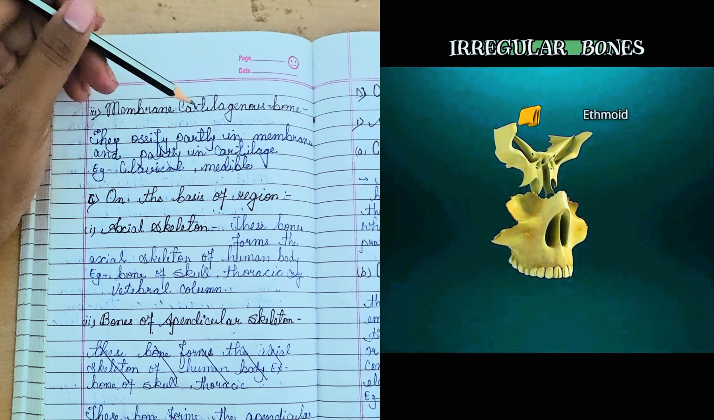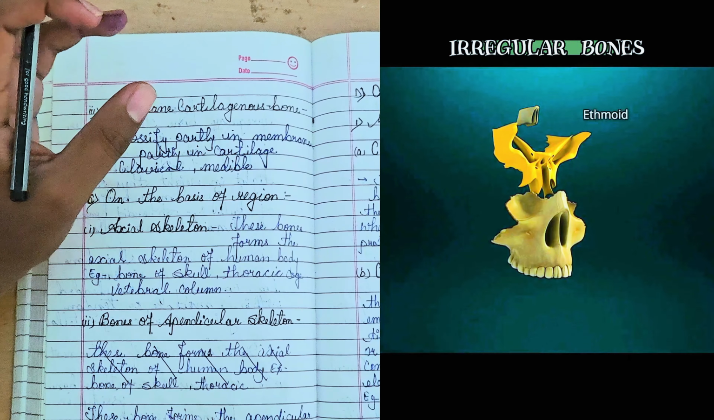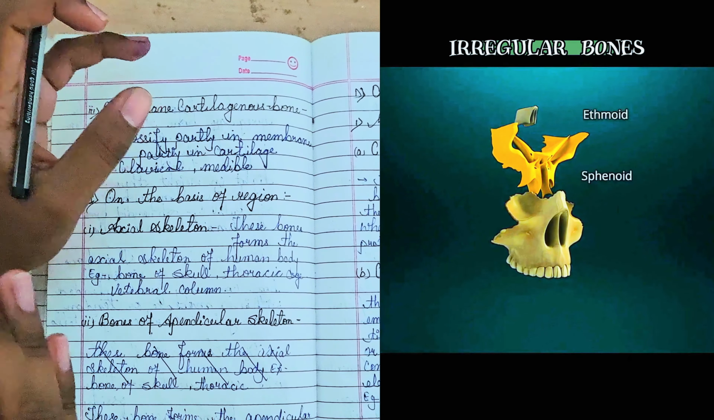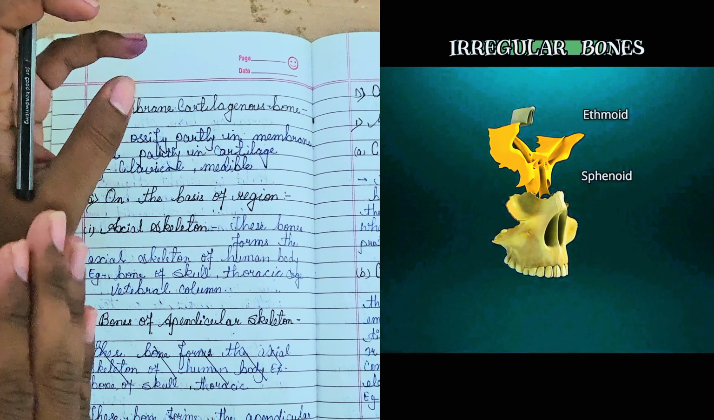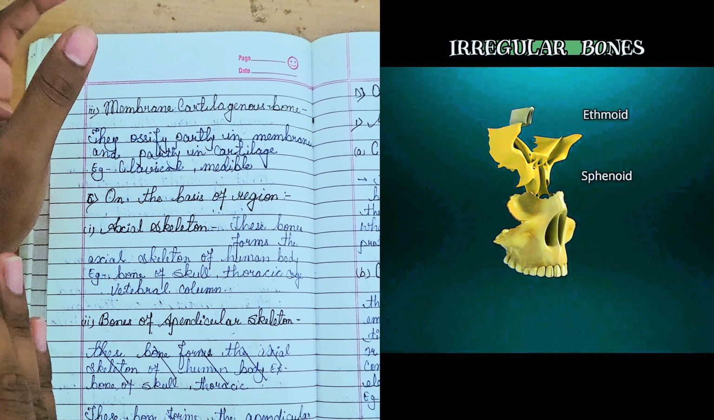Next is membranocartilaginous bone. What is that? These ossify partially in membrane and partially in cartilage. Some parts show the nature of cartilage, and some parts show the nature of membrane. An example is the clavicle bone or the mandible.